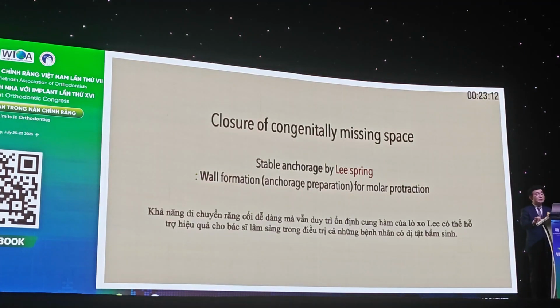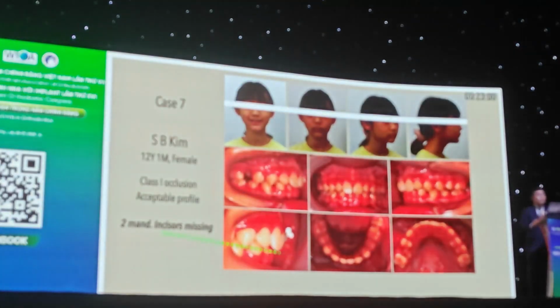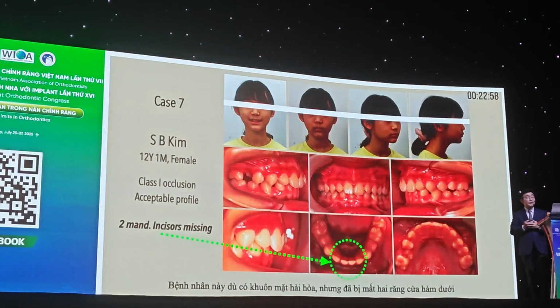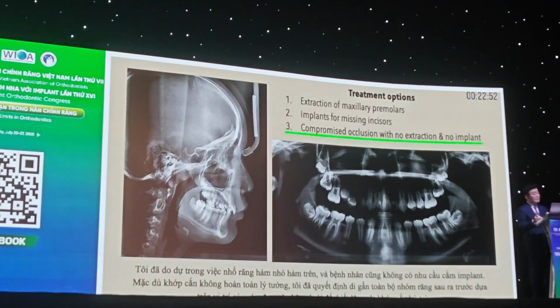Re-spring capacity of easy molar movement while maintaining arch stability can effectively help clinicians to treat even patients with congenital anomalies. This patient, who possesses a favorable facial appearance, has lost 2 mandibular incisors. I hesitated to extract the maxillary premolars, and the patient expressed disinterest in undergoing implant.